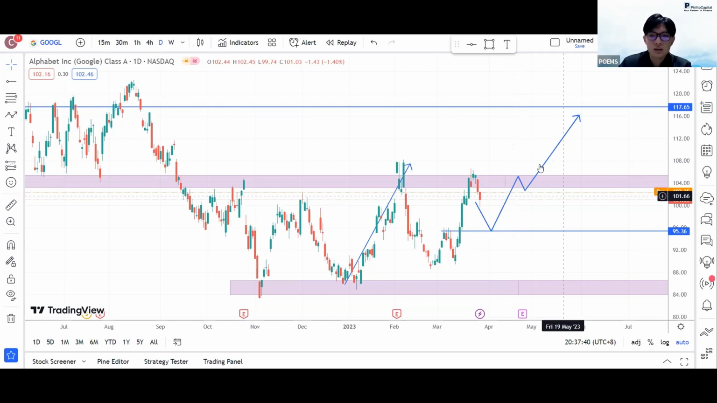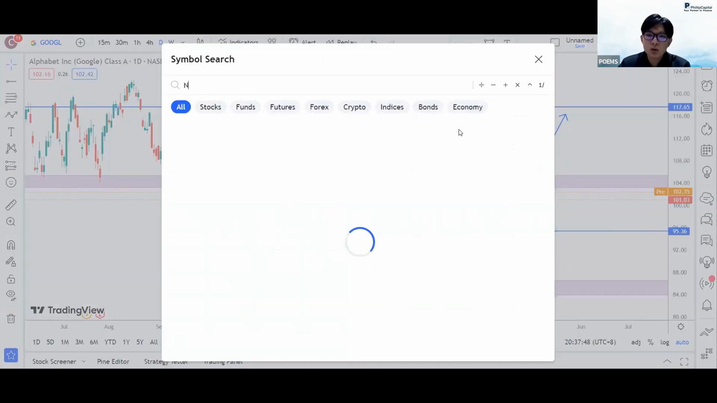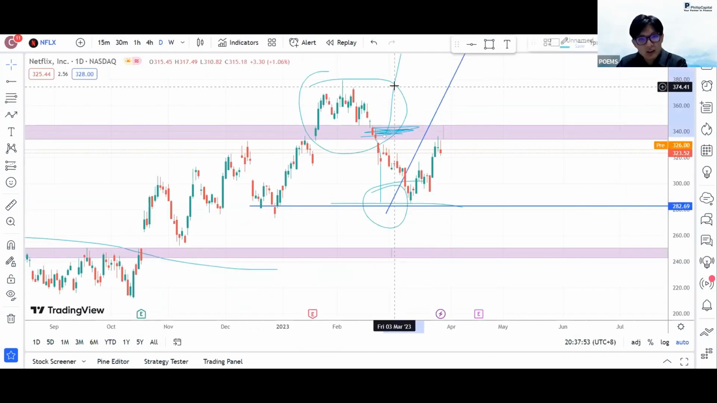Okay, so I think it's best to just really wait for the bullish movement to come stronger. Okay, then I will just go to Netflix now. Netflix, hang on, let me just delete the drawing again.